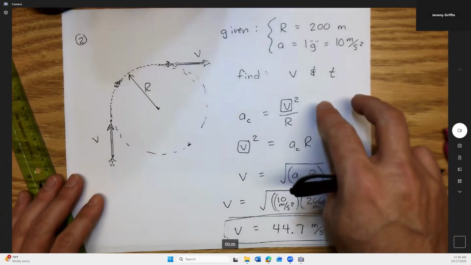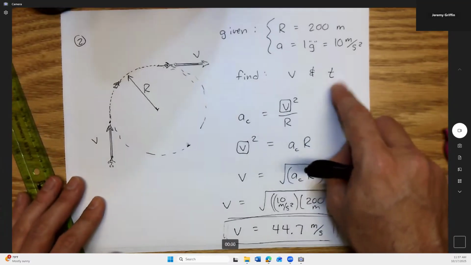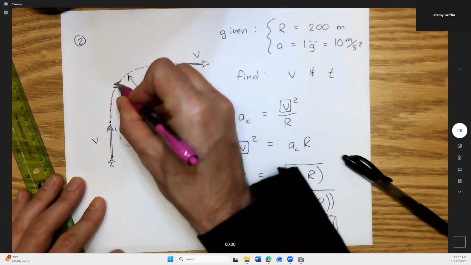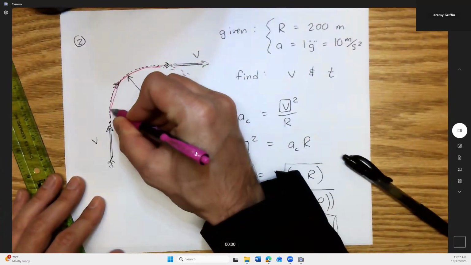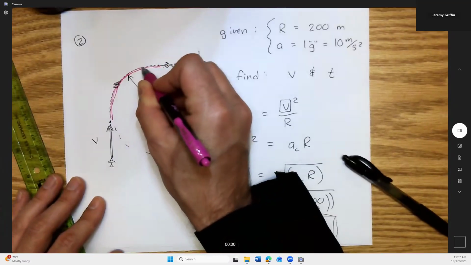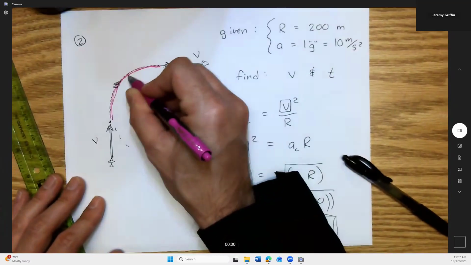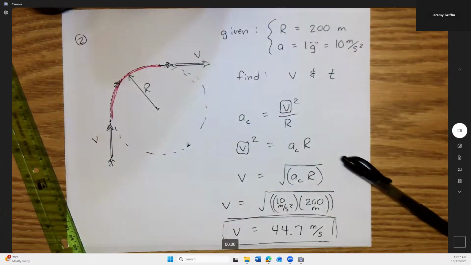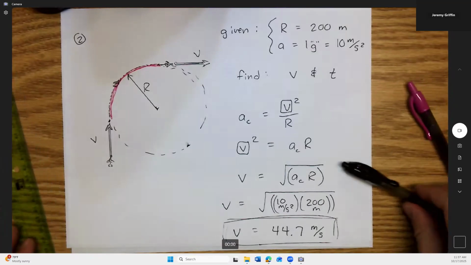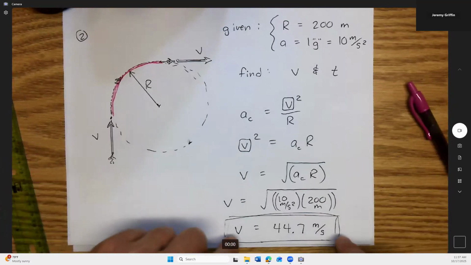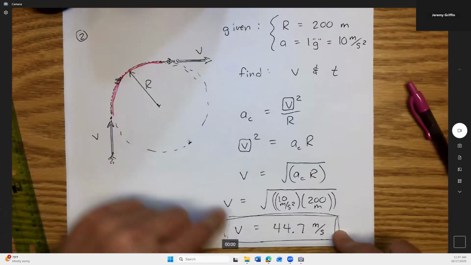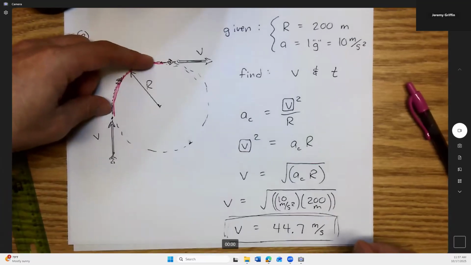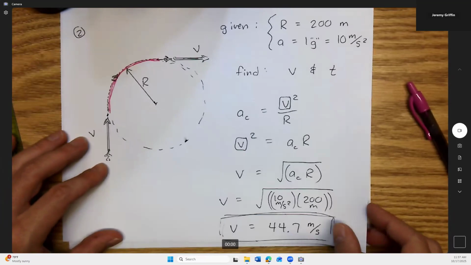Now the other question is, how much time does it take just to complete this curve part of the trip? Like this quarter of a circle. Guys, would that be a quarter of a circle right there? So if you know how fast it's going, and you know the radius of the circle, and you're going a quarter of the way around the circle, is there enough information there to solve for how much time that takes?